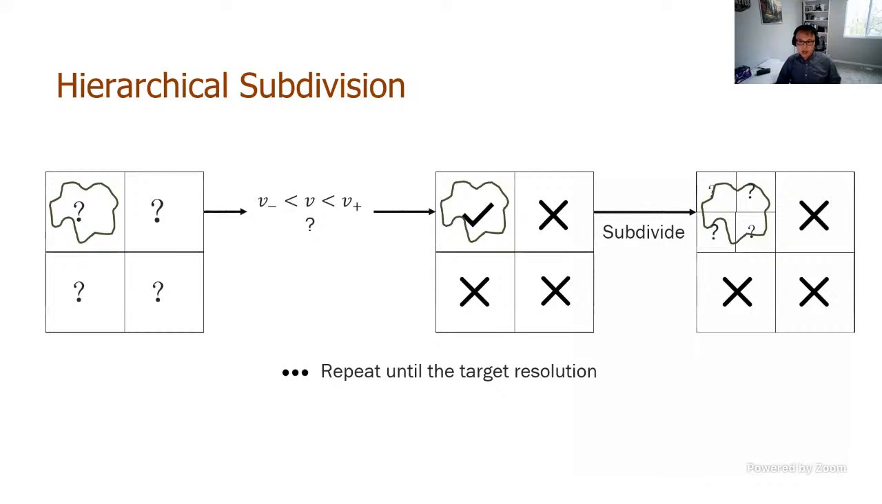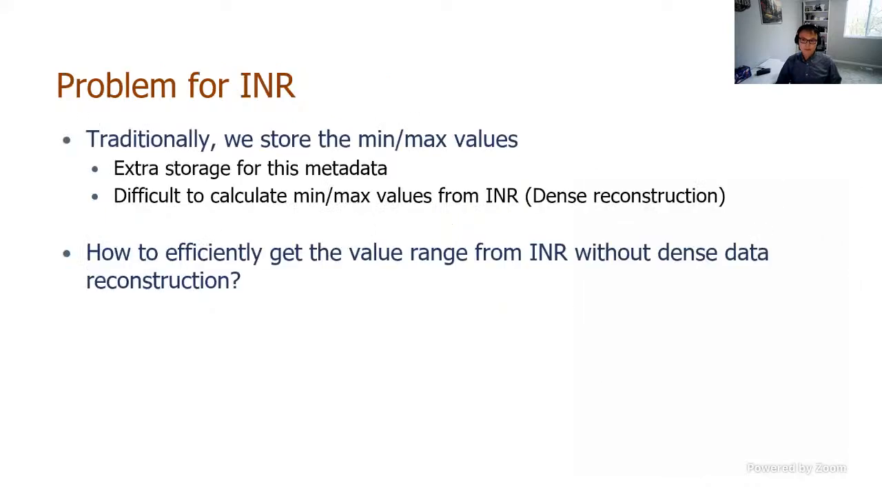And then for each child, we can perform this value range test again against the chosen iso value and decide if there's an isosurface component inside this child block. And this process can be repeated for all the children recursively until we reach a desired subdivision depth. To allow the hierarchical subdivision, traditional methods pre-calculate the minimum and maximum value and store them in a hierarchical data structure. However, this method requires actual storage, and for INR, it is expensive to do this pre-calculation because we need to perform at least one dense reconstruction.